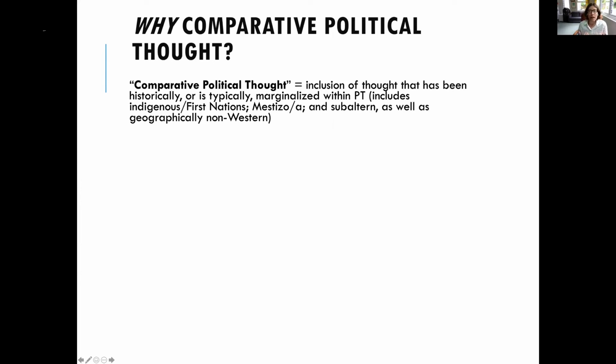These kinds of politics, these kinds of thinking could be geographically situated within the United States, Canada, wherever. It doesn't necessarily exclude it. What we're interested in is how can we recognize that political theory has marginalized a huge range of thought from around the world, and then think about what it would mean to include it.